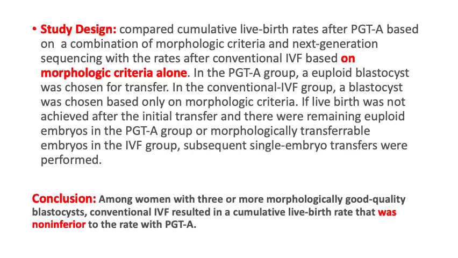And what did they conclude? They found that among women with 3 or more morphologically good quality embryos, conventional IVF without any genetic testing resulted in a cumulative live birth rate after 1 or 2 transfers that was non-inferior to the rate with PGT-A, which suggested that in fact the outcome rates were the same. Now you could argue that the difference was they had to use frozen embryo transfers. And so the argument in this case is that the TTP, or time to pregnancy, may be better if you include the next generation sequencing than morphology alone.